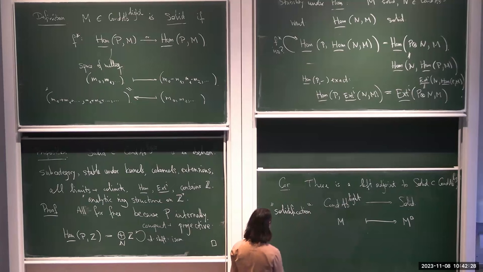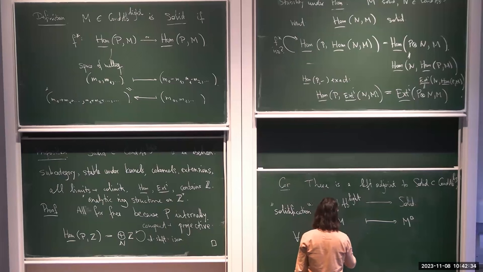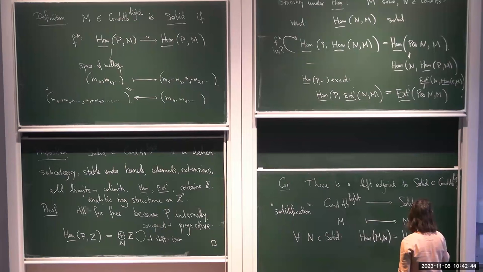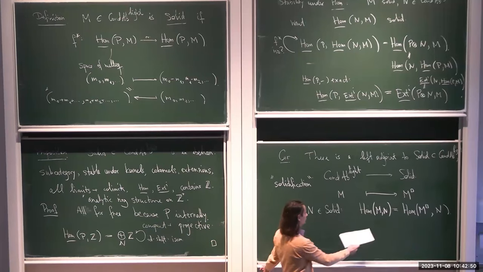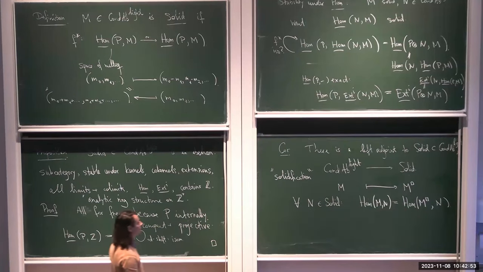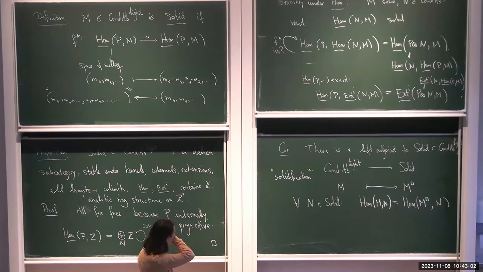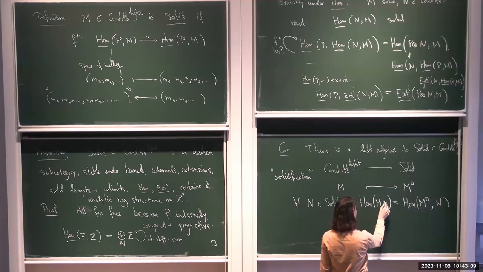And so this is characterized by the property that for all solid N, the Hom from the solidification of M to N is the same thing as the Hom from M to N. Yes, so it's the completion. That's the left adjoint to the inclusion, because implicitly I'm using the inclusion, so I should write some kind of functor here, which is the inclusion functor.